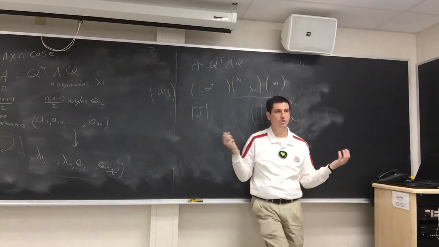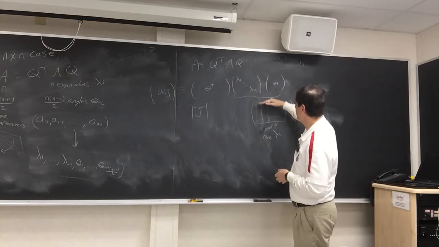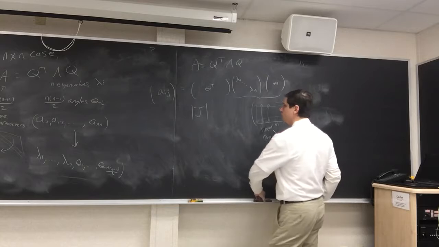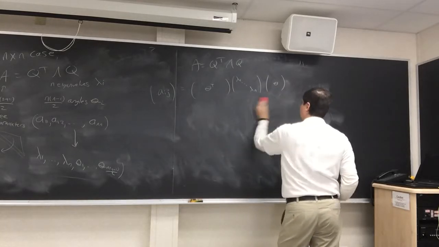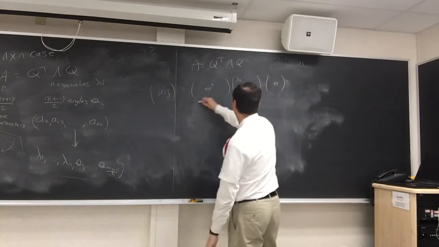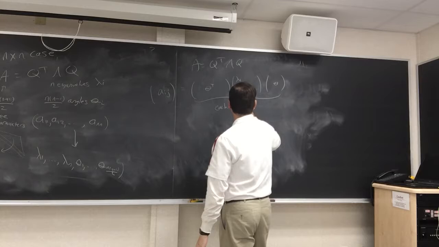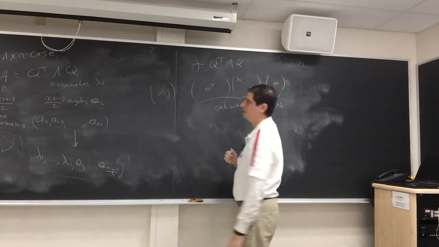So this is the key point. Do we all agree that each entry is linear in the eigenvalues? That when I just do this multiplication, the ith row only involves lambda i, and now when I take this whole thing, each entry is linear in the eigenvalues.